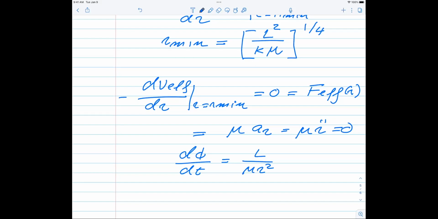So just a constant. L is a constant. The reduced mass is a constant. So everything here is a constant. That means that the angular velocity is also constant. And the radial velocity is a constant because we have 0 acceleration.